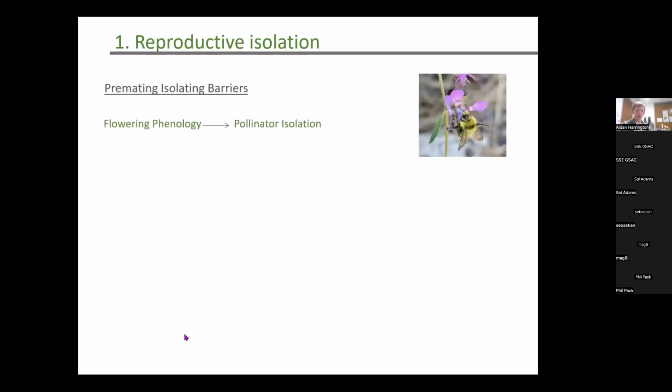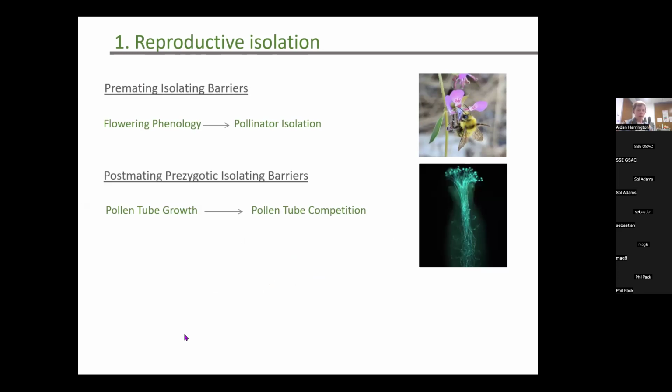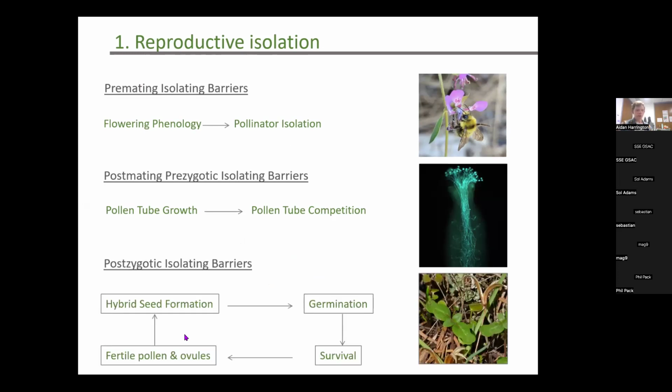So what are some of these barriers? There are pre-mating isolating barriers, including flowering phenology and pollinator isolation. There are post-mating but pre-zygotic barriers, including the rate of pollen tube growth and competition of pollen tubes. And then there are post-zygotic barriers, including the ability for seeds to form. In this case, they would be triploid seeds, whether those triploid seeds are germinable, whether they can survive, and then whether those triploids produce any fertile pollen and ovules or if they're totally sterile.